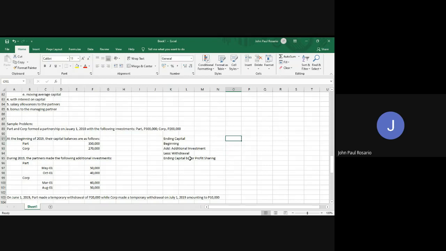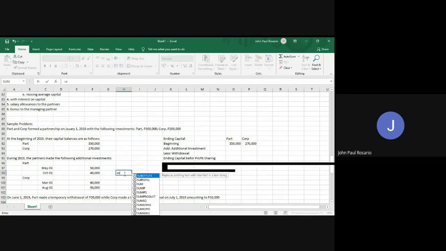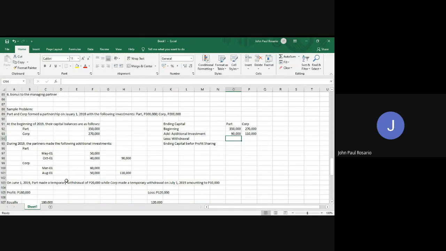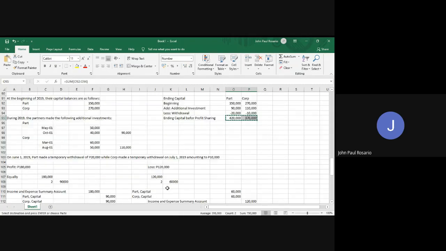Okay, so here is the type for Par and Corp. Okay. So the beginning of Par is 350,000, and Corp's is 270,000. The additional investment of Par totals 20,000, while for Corp it is 110,000. So put it there, 90,000 and 110,000. While for the withdrawals, Par withdrew 20,000, while Corp withdrew 10,000. So their ending capital balances would be 420 for Par and 370 for Corp. So with that, those are their ending capital balances.